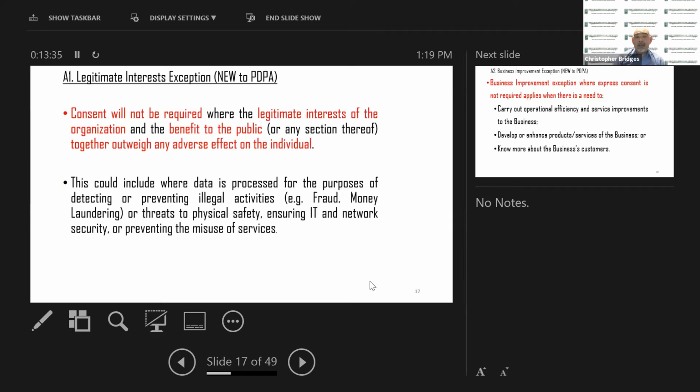All right, so what is considered a legitimate interest exception? Again, these are all just overviews. Consent will not be required where the legitimate interest of the organization and benefit of the public together outweigh any adverse effect. Okay, so for example, a classic example of legitimate interest would be where you need to disclose the personal data of an individual to safeguard against money laundering or anti-terrorist financing. Essentially, because nowadays with the globalization of finances, most organizations are imposed with an anti-money laundering test if they're dealing with funds. So with these new anti-money laundering requirements, they've also expanded the legitimate interest exception, which created a new provision where the consent to release the personal data of an individual is no longer required.